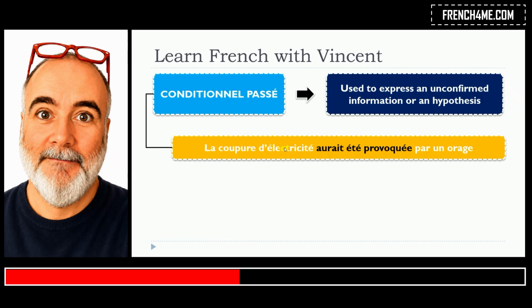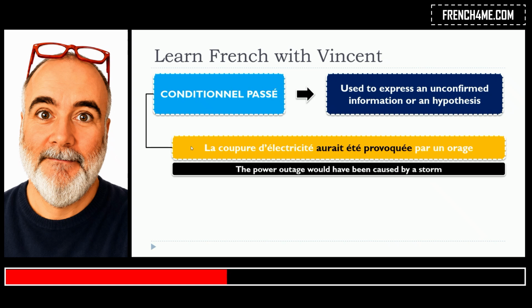La coupure d'électricité aurait été provoquée par un orage. So in that situation, it's quite interesting because the verb is provoquer. But as you can see, it is the passive form of provoquer. So in the conditionnel passé, aurait été provoqué.